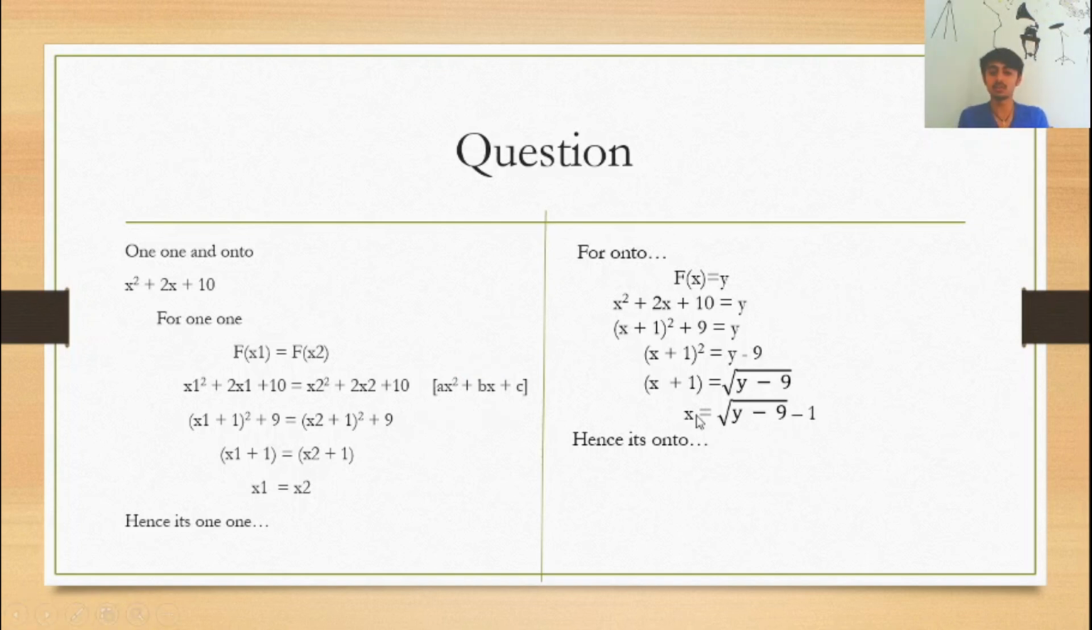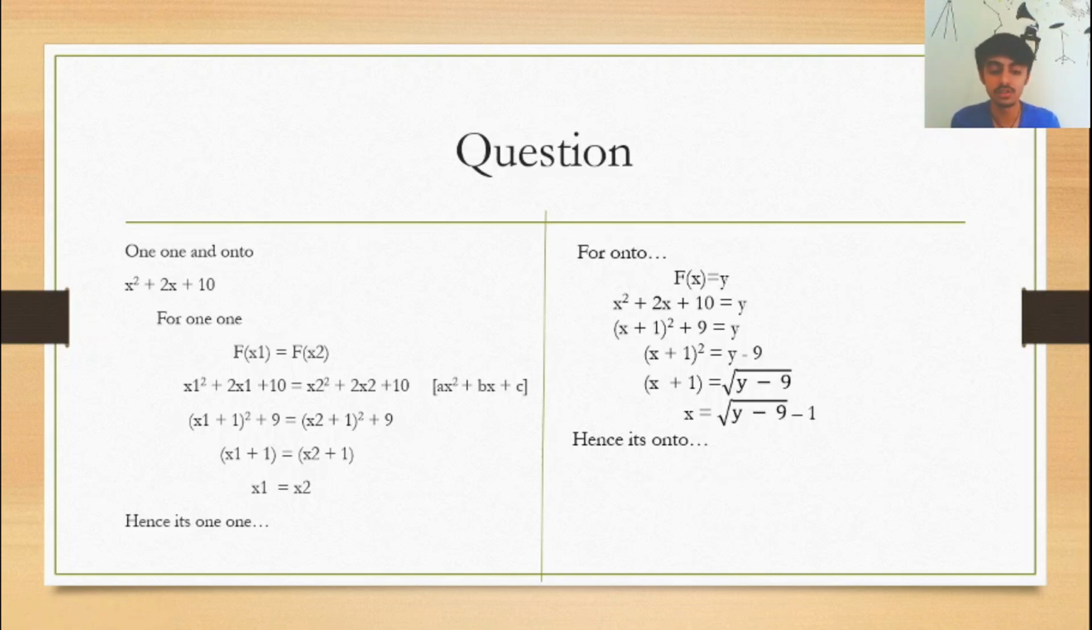Now many a time the question asked is to find the inverse, f inverse. So f inverse is nothing different from onto. The x that we got, we can write f inverse of x equals root of x minus 9, whole root, minus 1. So that is f inverse. So hence we are done with exercise 2 as well.